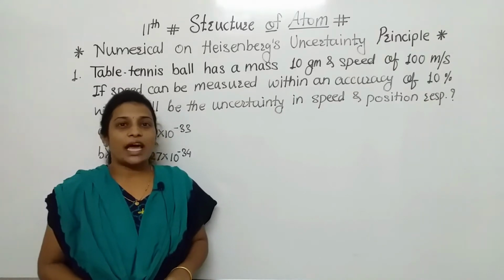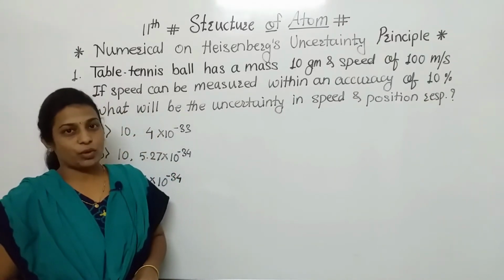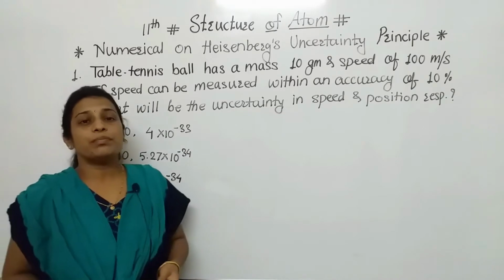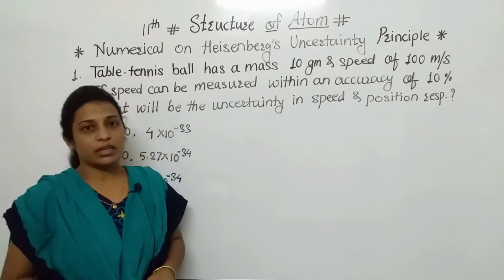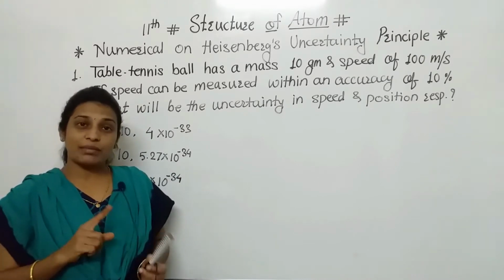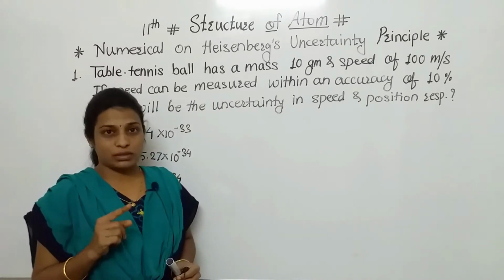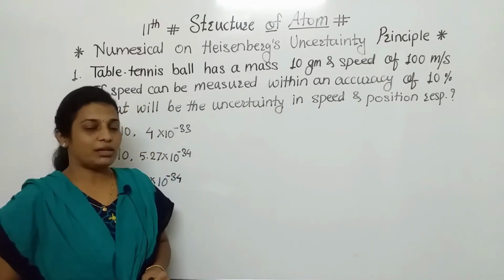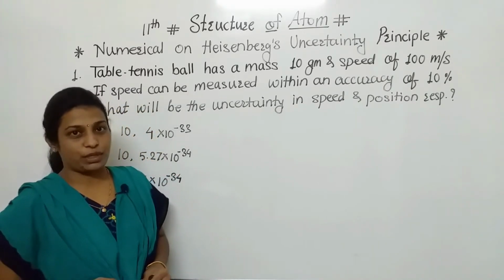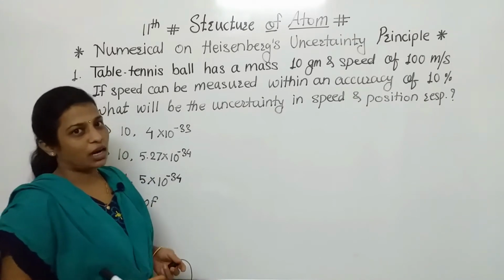Hello everyone. As we have started the structure of atom topic, we have seen what is the principle, or we can say the statement and formula of the Heisenberg uncertainty principle. At that time I discussed with you that we have to solve some numericals based on that point. So today it's time to discuss the numericals based on the Heisenberg uncertainty principle. So in this way we are going to start with the first numerical.